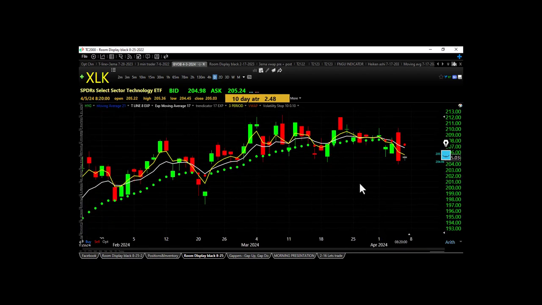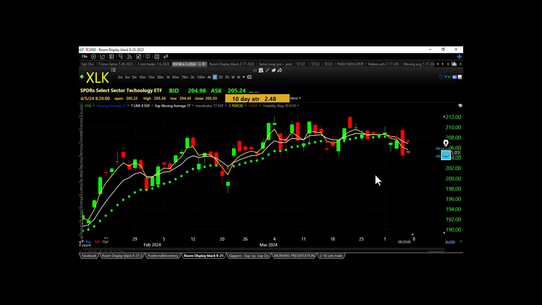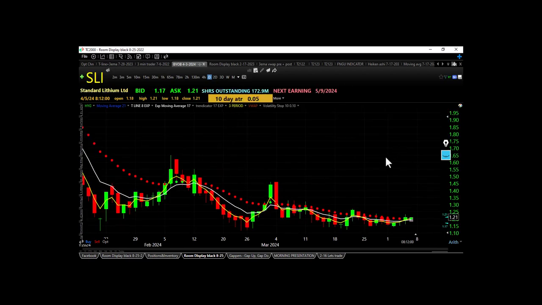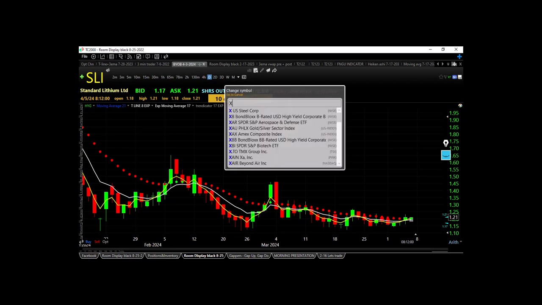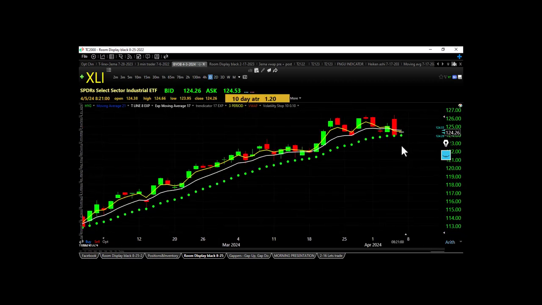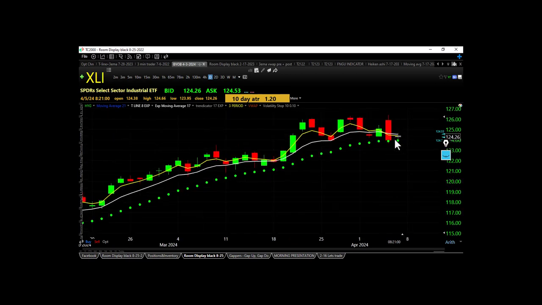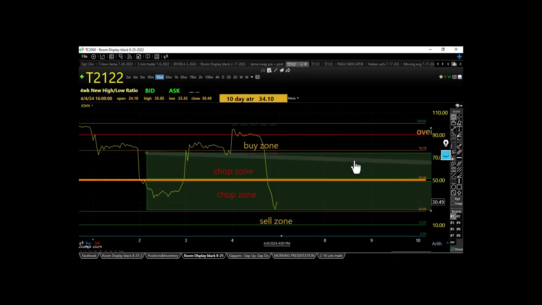SMH not in a downtrend. XLK, yes. All right, so there's that one. XLI, these are our industrials. All right, so here's XLI: bearish engulfing, higher high, lower low, outside day, closing below the bearish cross, but above the rising 17 EMA. Industrial still strong. So there's XLI.